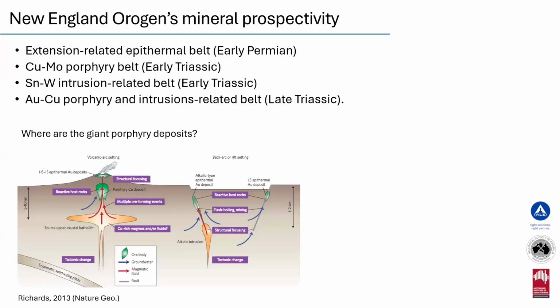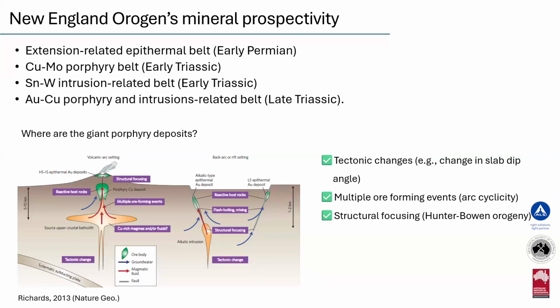And the question is, where are those giant porphyry deposits? The same kind of diagram that I took from Richard's paper on large copper deposits. And I guess we need to ask ourselves, did we tick the boxes for the formation of large copper deposits? And the answer is that we ticked some of them. So the New England Orogen does have some of the ingredients that we need for large copper deposits.